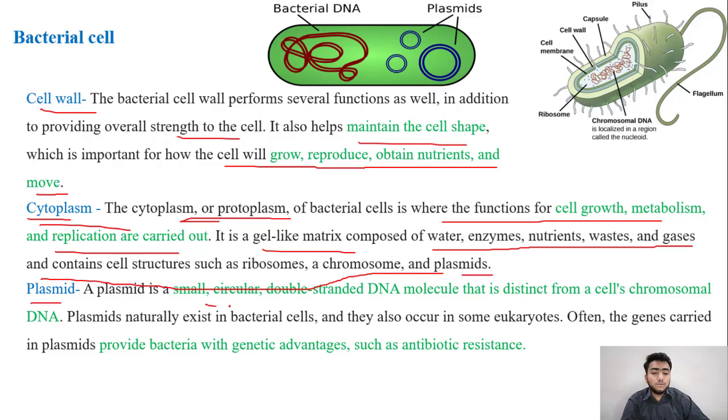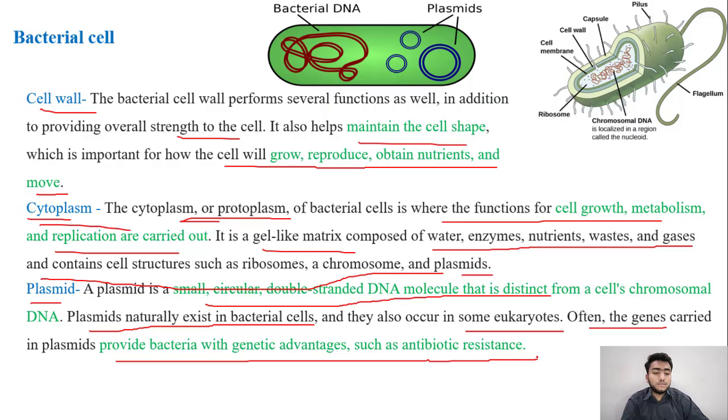A plasmid is a small circular double-stranded DNA molecule that is distinct from a cell's chromosomal DNA. Remember, it's not a part of chromosomal DNA. It's separate from the chromosomal DNA, and it has other purposes. It really is relevant to bacterial survival in harsh conditions and in harsh environments. Plasmids naturally exist in bacterial cells, and they also occur in some eukaryotes as well. Often the genes carried in plasmids provide bacteria with genetic advantages such as antibiotic resistance.